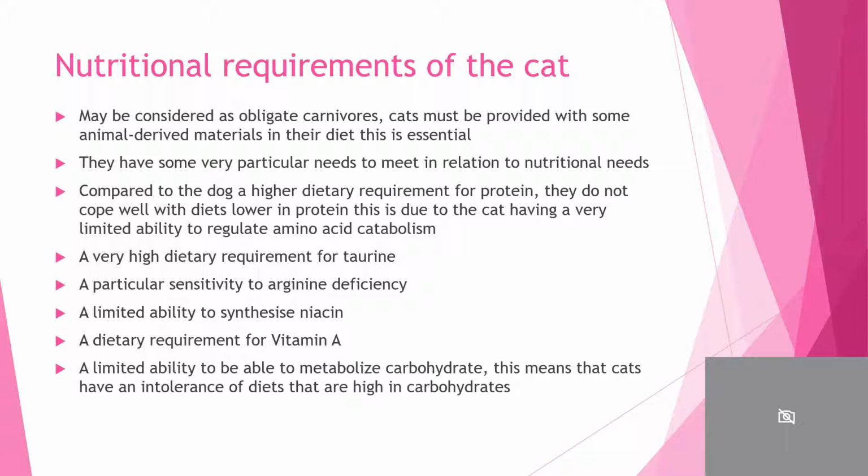Nutritional needs of the cat. They may be considered as obligate carnivores. They must be provided with some animal-derived materials in their diet. This is essential. They have some very particular needs, and we must ensure these needs are met.